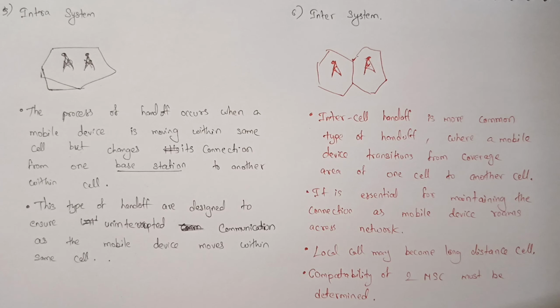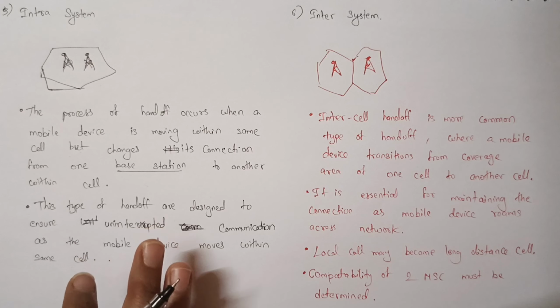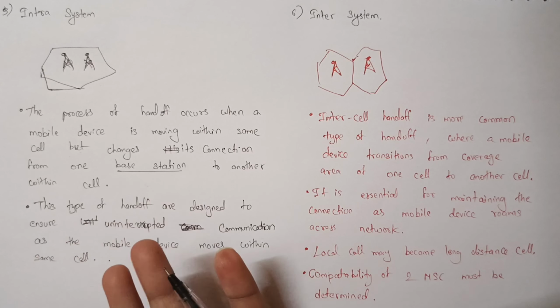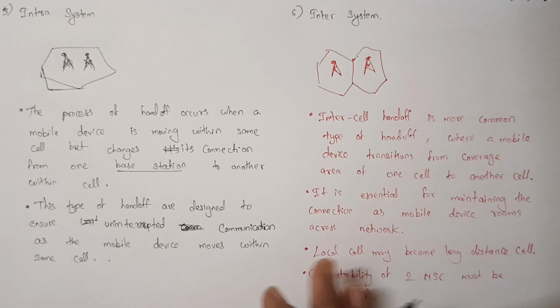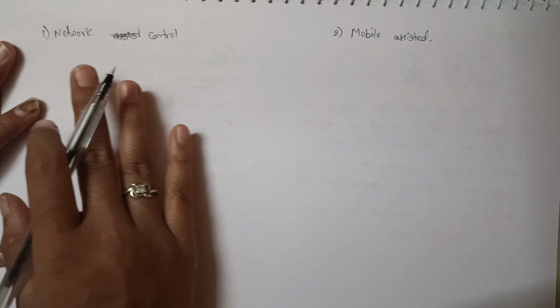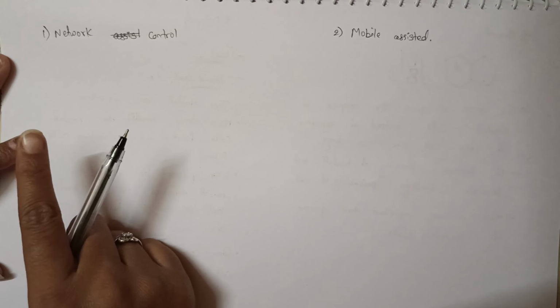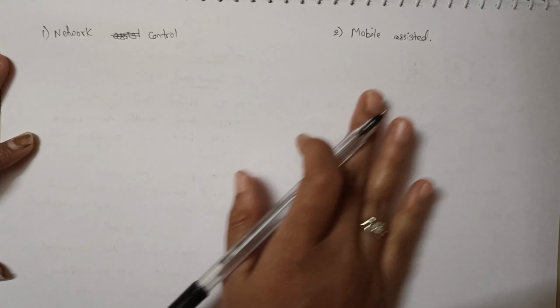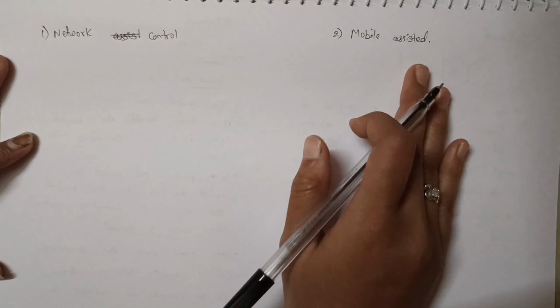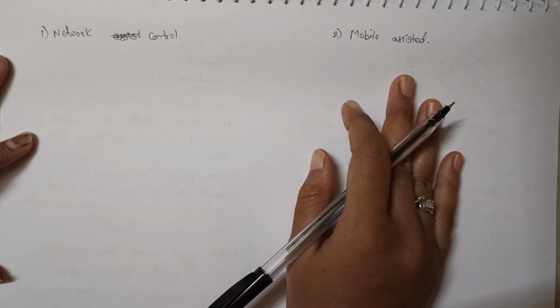Now let's move on to the next handoffs, which are network controlled handoff and mobile assisted handoff. Okay, now let's understand both of these handoffs. I'll explain it in a simple manner. Network control handoff is similar to the 1G handoff that you studied in the previous video, and this is the same as the 2G handoff which you studied in the previous video.